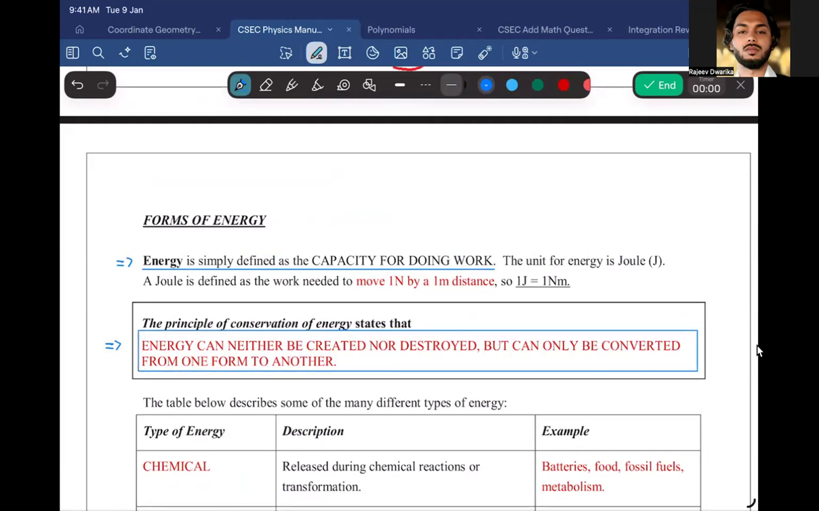Right. So make sure you have, you wrote that energy is defined as the capacity for doing work, right? You need to know its units, its joules. The fundamental units is Newton meter. You need to know the conservation of energy, right? So copy that down quickly.